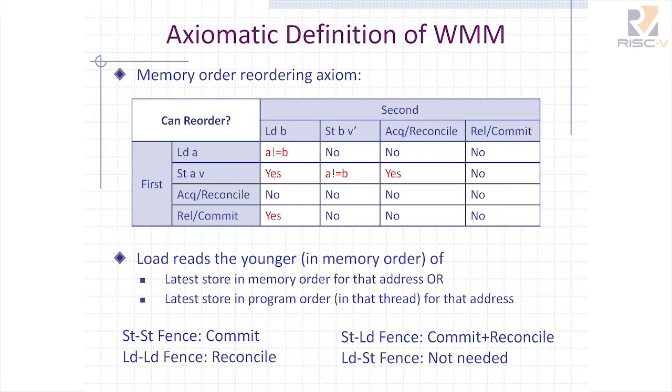And we need one more constraint on the values which a load reads in order to define a memory model completely. And here it's similar to TSO. You can either read the latest store for that address in memory order or in program order, whichever is younger in terms of the memory order.